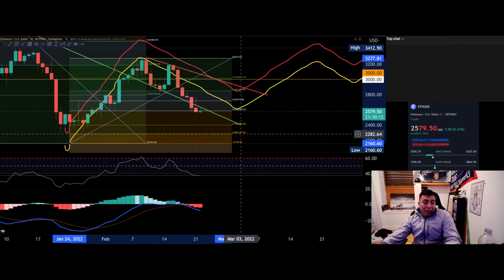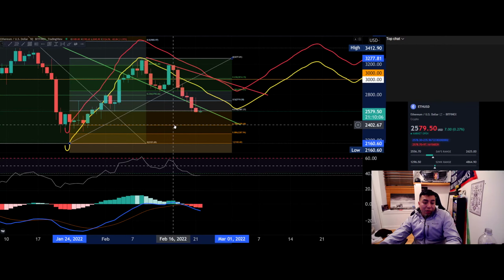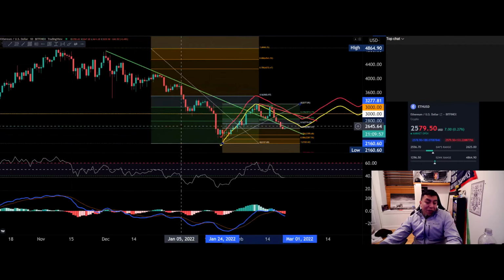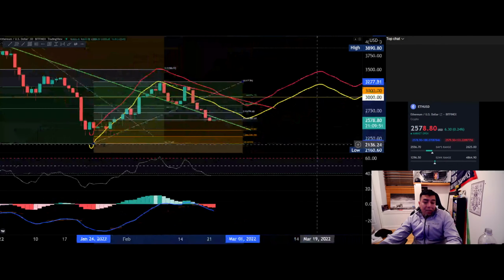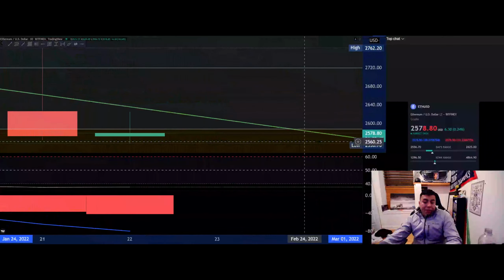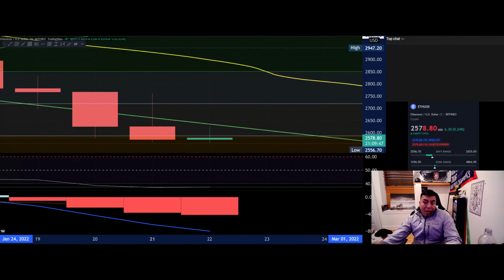A last level of actual support, I guess, is right here at 2400. I definitely don't want to see ETH below 2400. If you go below 2400, you're going to 2200, and if you can't hold that, you're going to 1700. So not good. But never fear, stuff can happen.